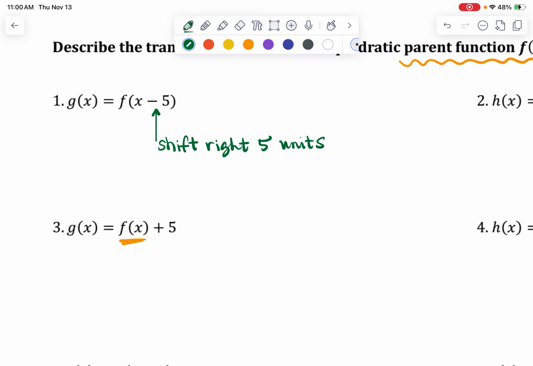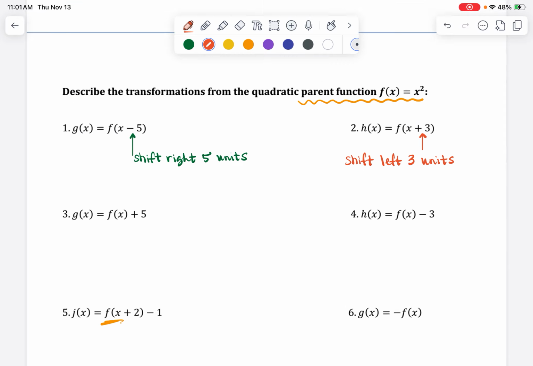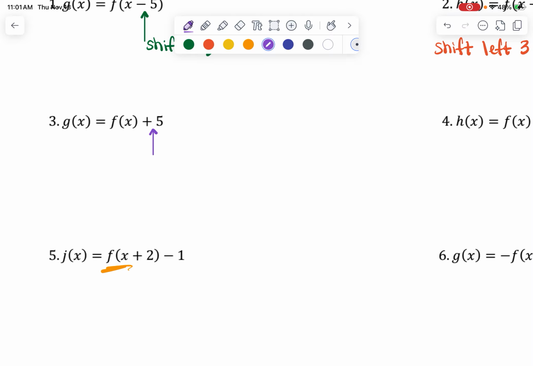All right, hopping over here. What does a +3 inside the parentheses do? Well, I know it's horizontal, and anything in the parentheses is always the opposite of what you think it is. So this is a shift left 3 units. That's it, right? This is literally all y'all have to do with these problems. All right, next we've got a +5 on the outside of the parentheses, which means it's affecting it vertically because it's affecting the y's. And what you see is what you get when you're outside the parentheses. So this is a shift up 5 units.